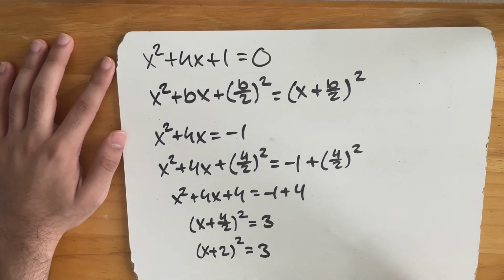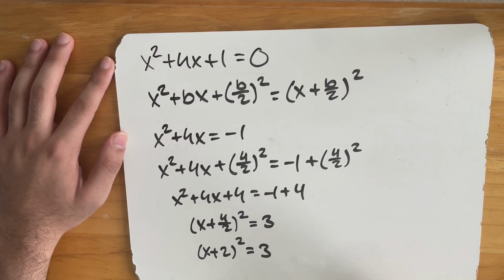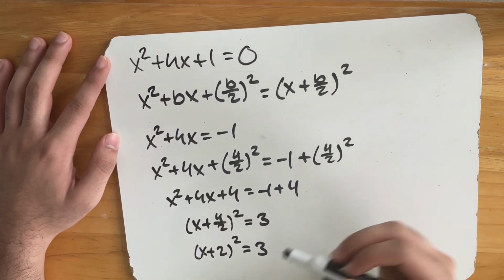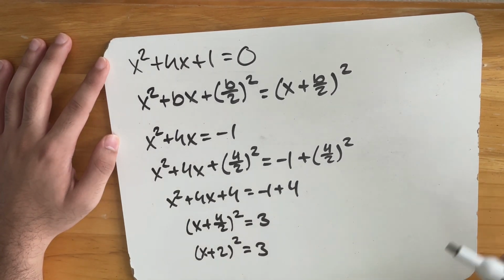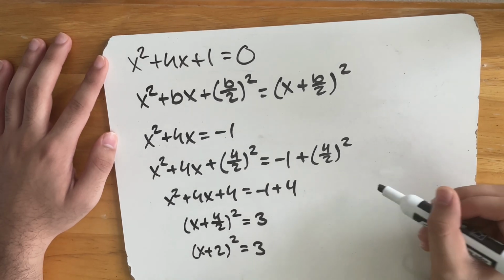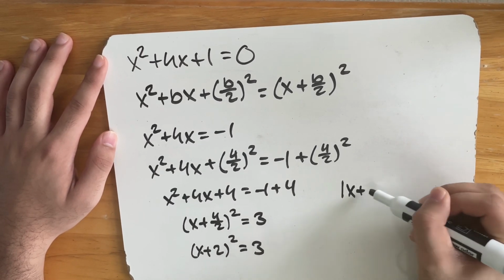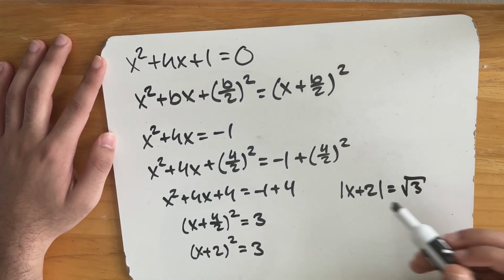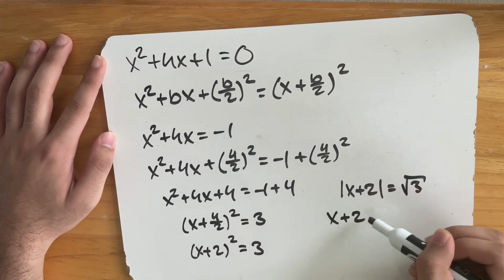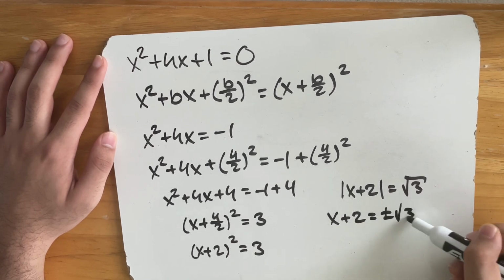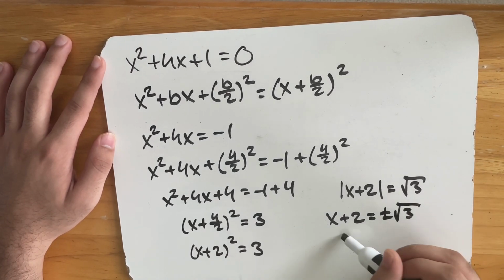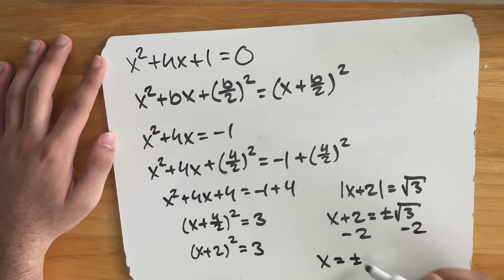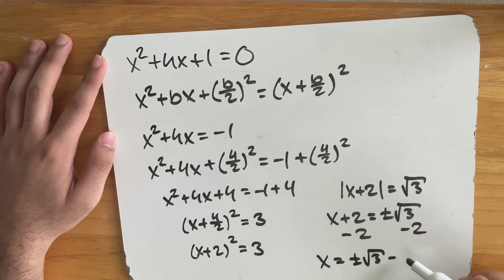Now, you can see that this is a very easy quadratic to solve. You just take the square root and do the plus or minus. So that's exactly what we're going to do. We're going to take the square root of both sides, and I'm going to show my work right here. So we get the absolute value of x plus 2 equals the square root of 3. Now you know how to do absolute value: x plus 2 is equal to plus or minus root 3. The plus or minus drill. And then we're basically done. Just subtract 2 from both sides. We'll get x equal to plus or minus root 3 minus 2.